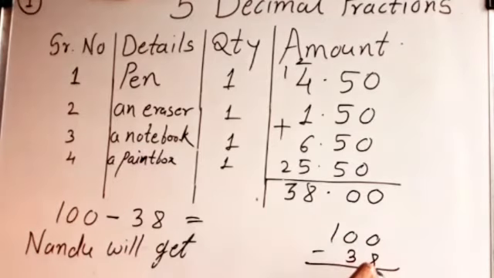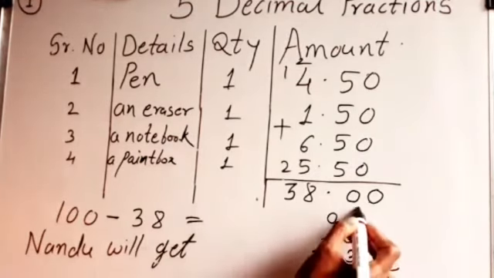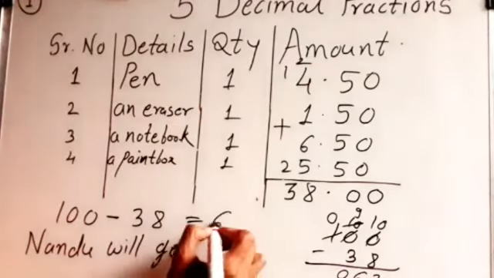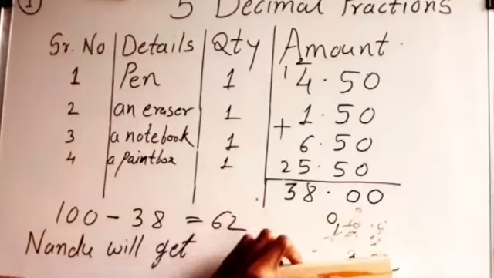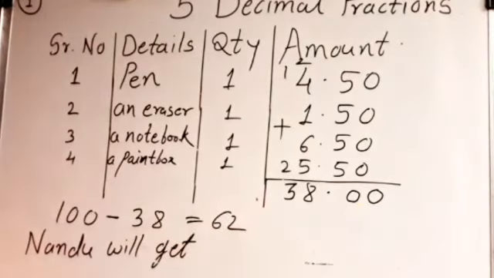Okay. So 0 minus 8 not possible. Here also from 0 we cannot borrow. So go to here 0, here 10. Now we can borrow. So here 9, here 10. 10 minus 8, 2. 9 minus 3, 6. And here 0. So what is the answer? 62. So how much money does he get back? He will get rupees 62 back. Okay. So Nandu will get 62 rupees back.